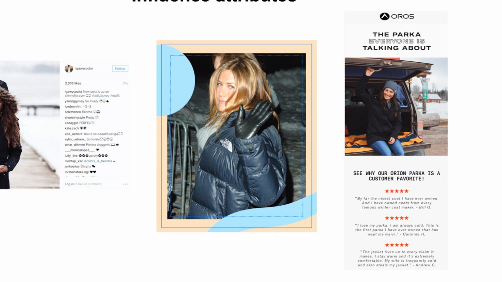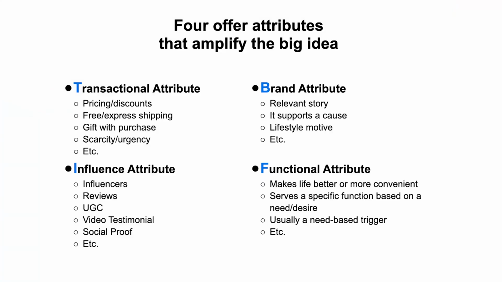And the last offer attribute that's going to amplify your big idea and lead to more sales is probably the most obvious one. It is F, functional attribute. With functional attributes, you're thinking about how does your product actually make your customer's life better or more convenient? With functional attributes, your product most often serves a specific function based on a need or desire. For example, if it's raining outside, what are you going to need to buy? You're going to need to buy an umbrella or a rain jacket or rain boots. So with functional attributes, there's usually a need-based trigger that motivates your customer to go buy that thing.